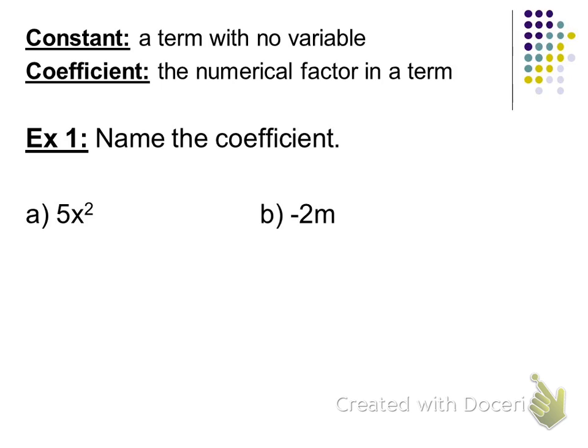All right, here come some examples. Example 1, name the coefficient. So this goes right along with what we just talked about. 5x squared. What's the coefficient? The 5. It's the number that works with the variable. Not to be confused with the exponent. That's something way different. What's our coefficient on part B? -2. Yes, keep that sign with the coefficient.